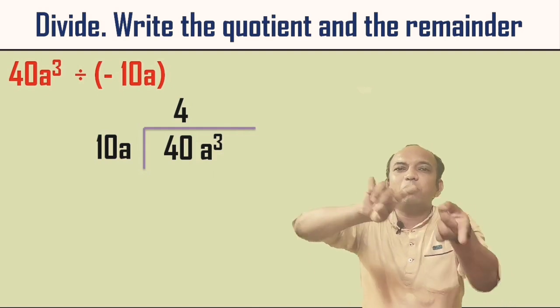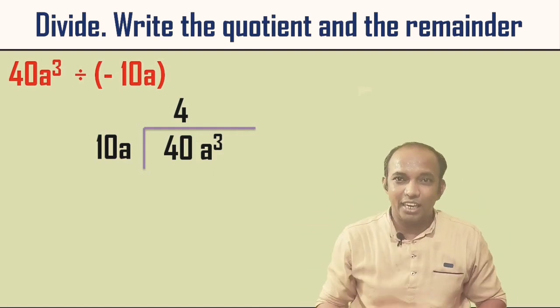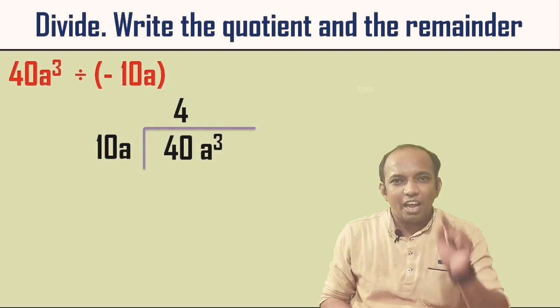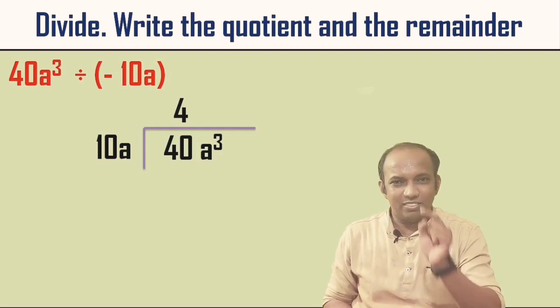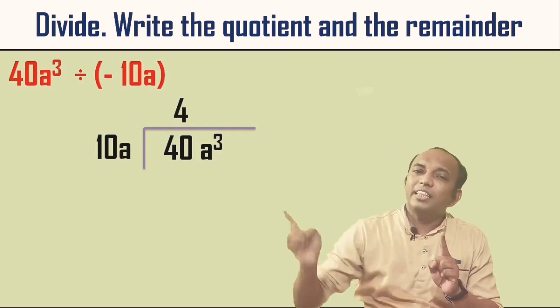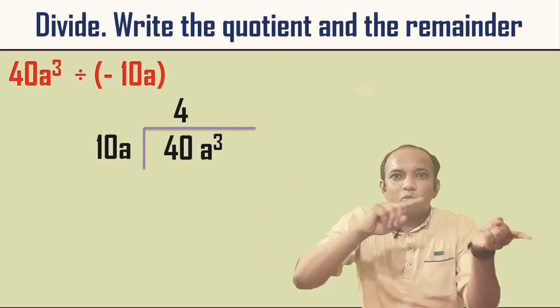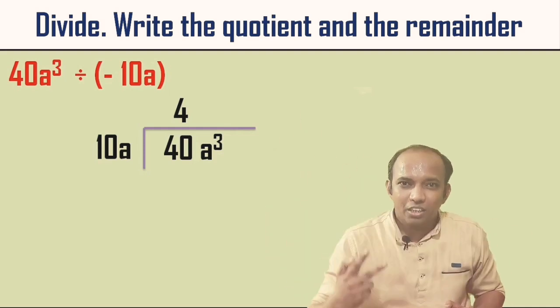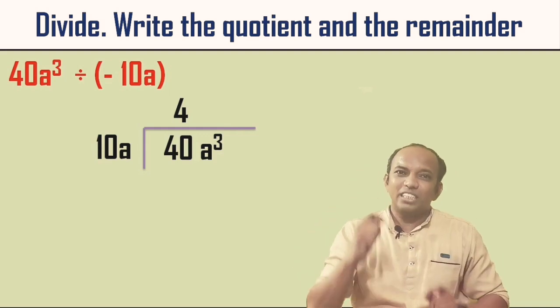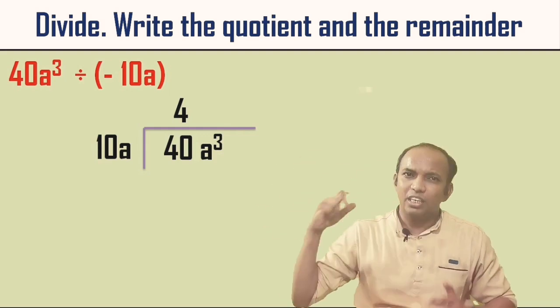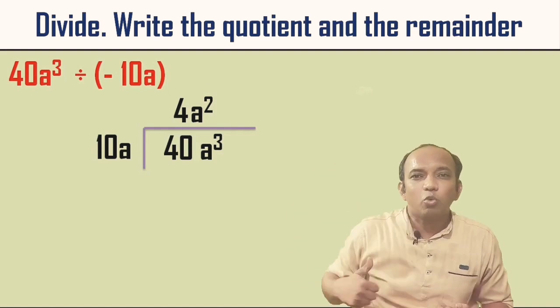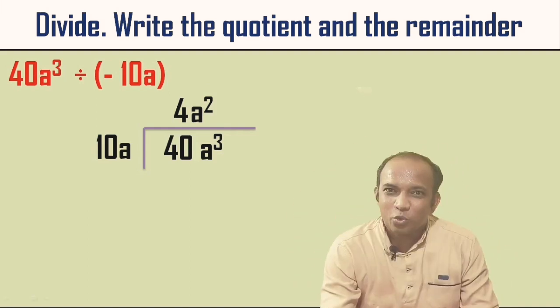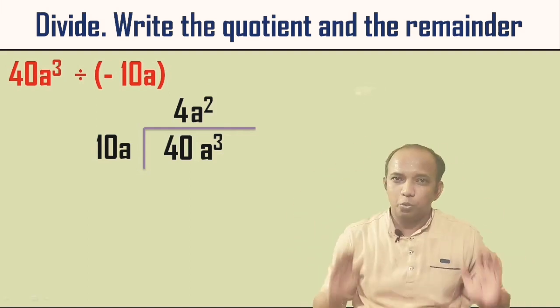Now check the difference between the power of the letters, that is a. In the divisor we have power as 1, that is only a single a. In the dividend we have a cube. So what is the difference? Square, that is a raised to 2, right? So that a square will be written in the quotient. And in this manner, what do we have in the quotient in all? 4a square. Yes, exactly.